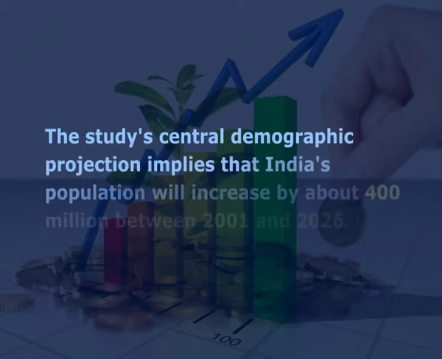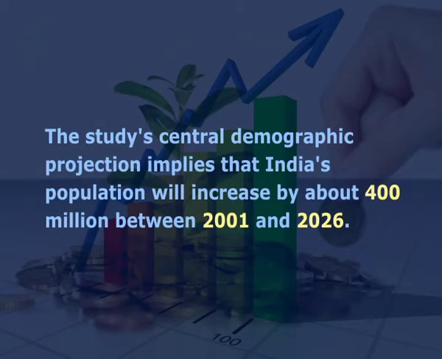The study's central demographic projection implies that India's population will increase by about 400 million between 2001 and 2026. By mid-century, the country's population will have surpassed that of China. It may do this around the year 2030, and it may well be approaching 1.6 billion. More than half of the demographic growth during 2001-2026 will occur in the main northern states, that is, Bihar, Madhya Pradesh, Rajasthan, and Uttar Pradesh.